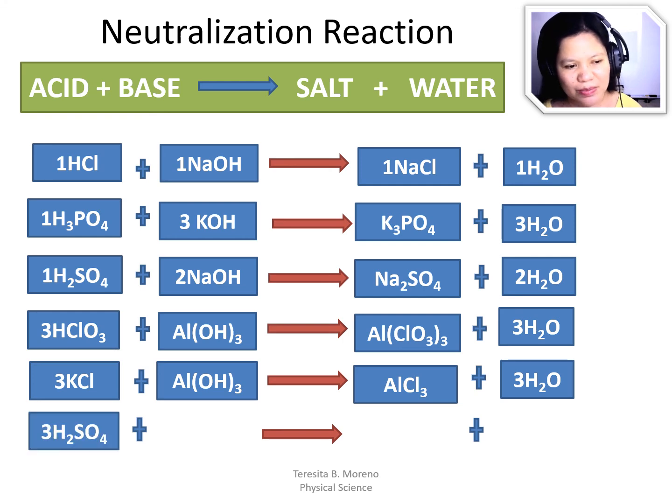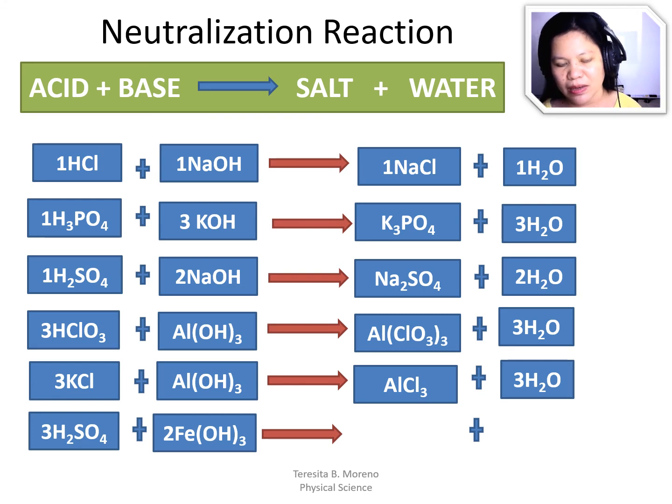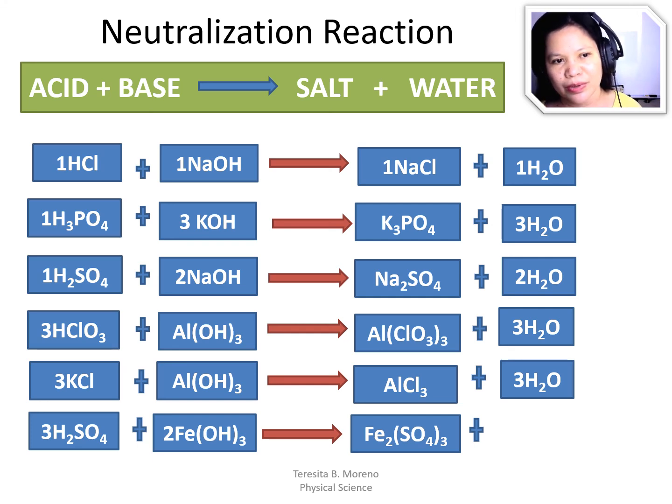And our last example is sulfuric acid plus iron hydroxide. It will yield iron sulfate plus water. So these are examples of neutralization reactions. You have the acid and the base, and they will give salt and water as their products.